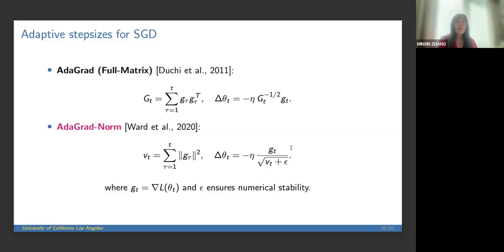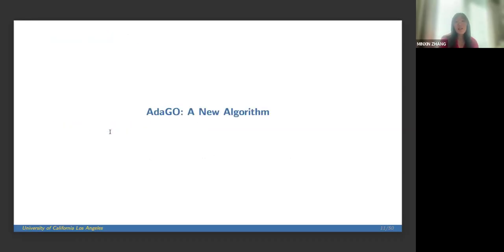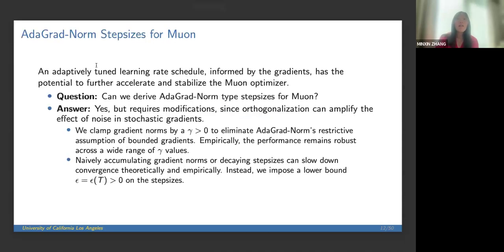So based on the background in the Muon optimizer and AdaGrad-Norm, we propose a new algorithm. We call it AdaGO. Basically, we have evidence showing that an adaptively tuned learning rate schedule informed by past gradients has the potential to further accelerate and stabilize the Muon optimizer.